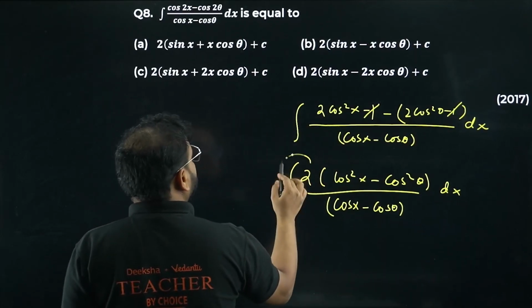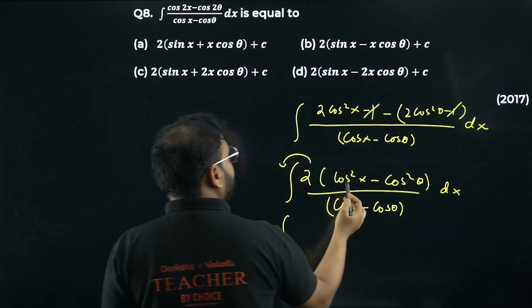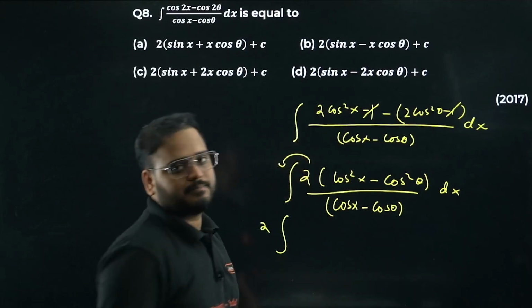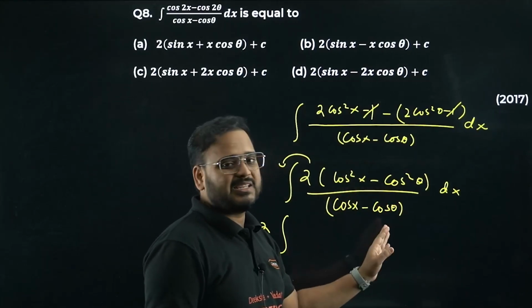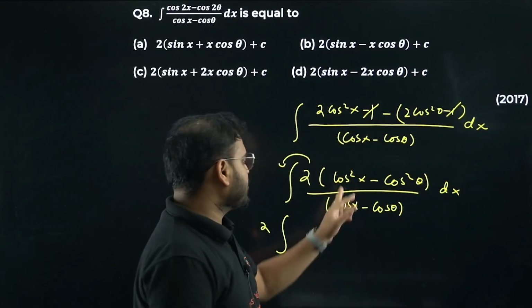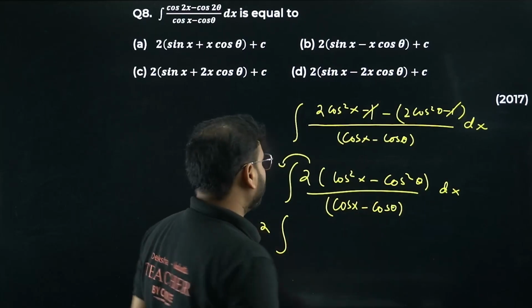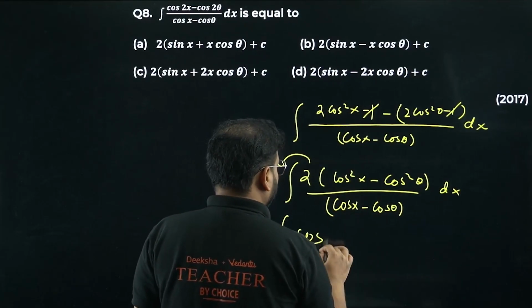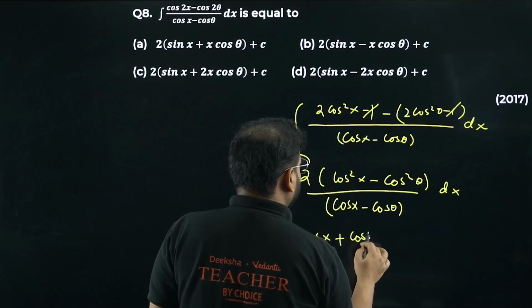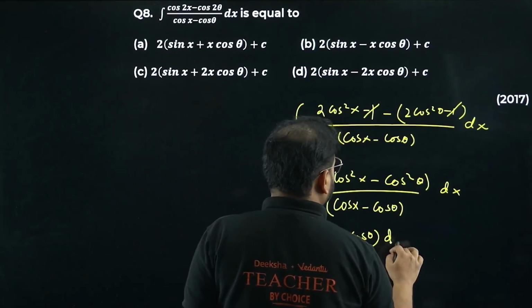Okay, take this 2 outside. We have a square minus b square upon a minus b. What is the result? A plus b. Because this is going to be a minus b into a plus b. That will cancel this denominator. You'll have only a plus b left. So right here, cos x plus cos theta, of course, dx.